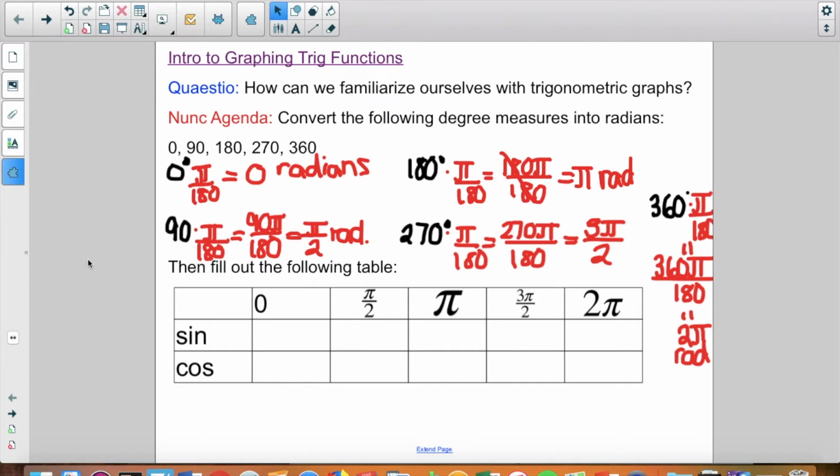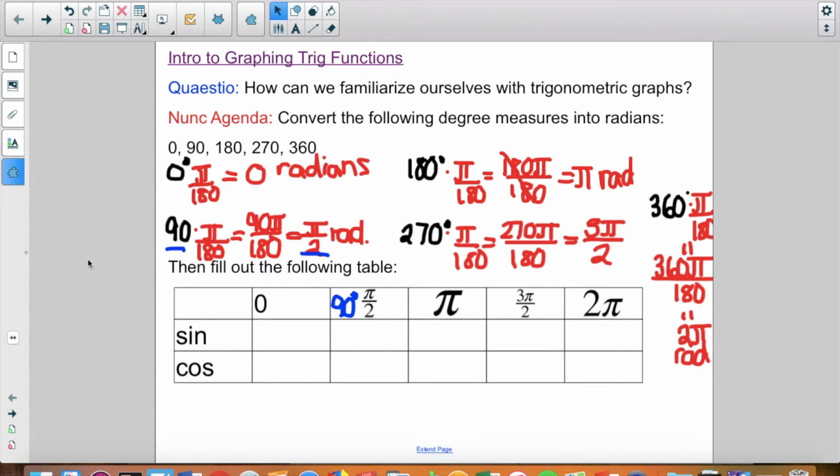Okay, so now let's look at the second part of the do now. The second part says fill out the following table. Now, this table seems kind of familiar, but we've never seen it with radians yet. We usually see this with degree measures, but we just converted all of our major degree measures into radians. And look, 90 degrees is the same thing as pi over 2. Pi over 2 is over here, so this is the same thing as saying 90 degrees.